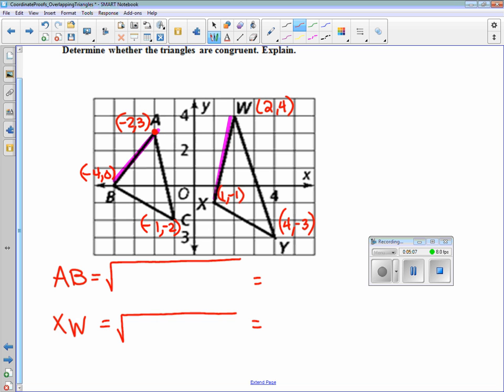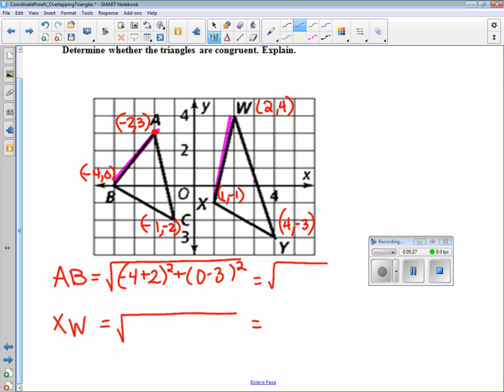So I have the difference of the x's, -4 and -2. So -4 minus a -2 becomes a positive, squared. And then we'll look at the y coordinates, 0 and 3. 0 minus 3 quantity squared. Just plugging in what we know. This is what you're going to have to do.